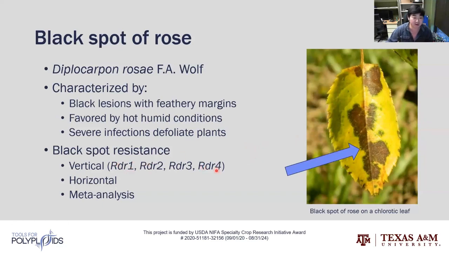There's been a lot of genetic work done on resistances, from vertical resistance. We have RDR1 through RDR4 already published from different groups around the world. And RDR5 and 6, I think, are about to come out in publications, not from us, but from our collaborators up in Minnesota. Our lab has done a lot of work on horizontal resistances, so more of a quantitative resistance to this fungal pathogen. And there's been meta-analysis done.